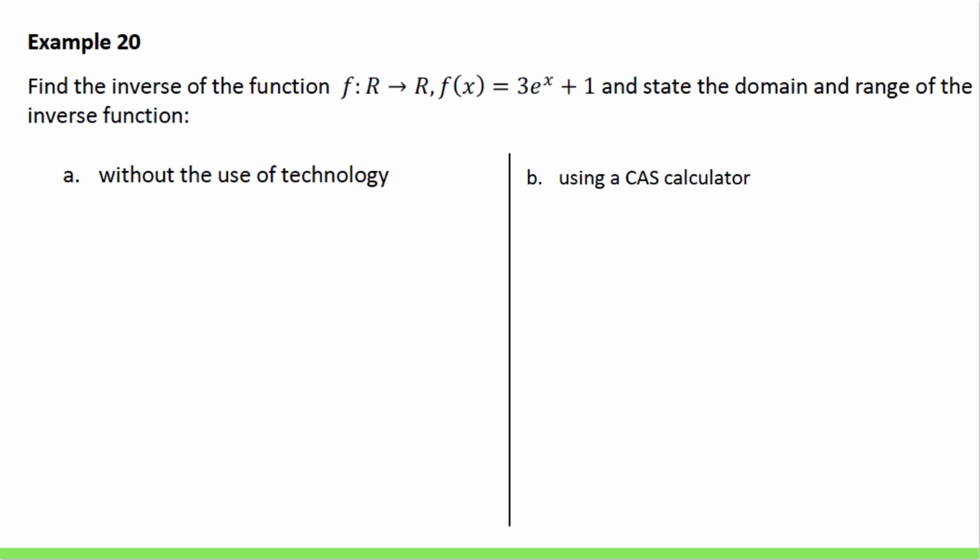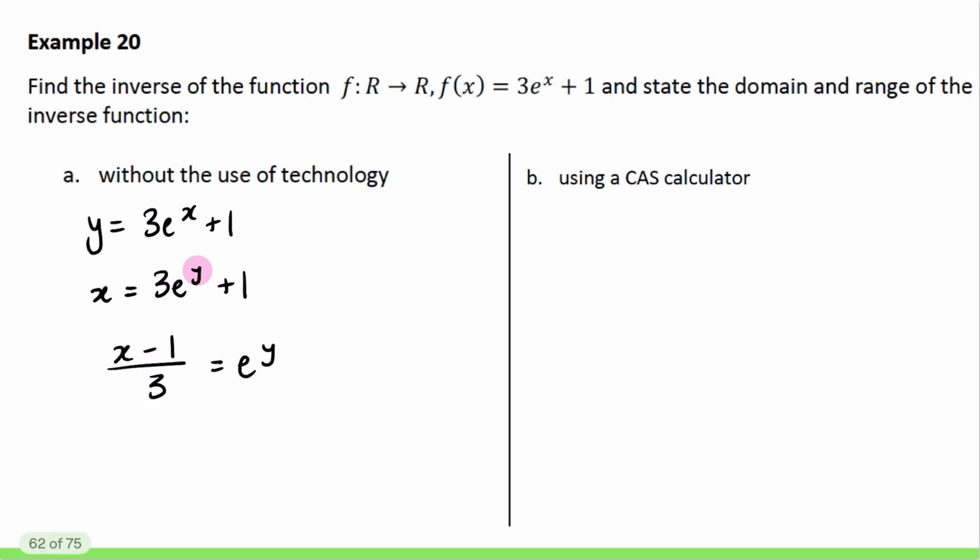So example 20 says find the inverse of this function, state the domain and the range of the inverse. So first we're going to do it without the use of technology. Now this is my original function here, and all I have to do is rearrange it using the inverse properties. So I'm going to swap the x and y, and now I just need to get y by itself. That's the aim. So first thing I'm going to do is take 1 over, and then I'm going to divide by 3.